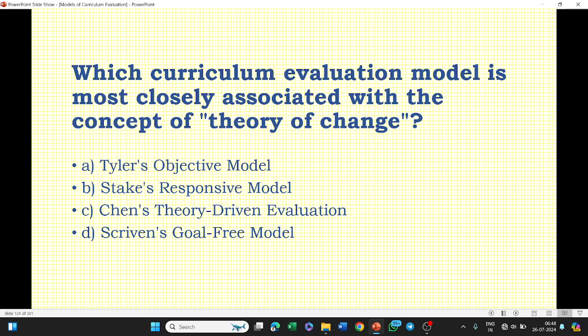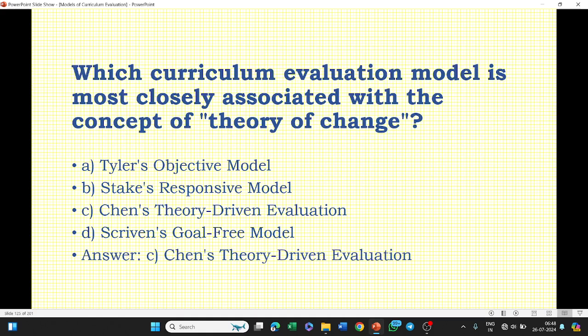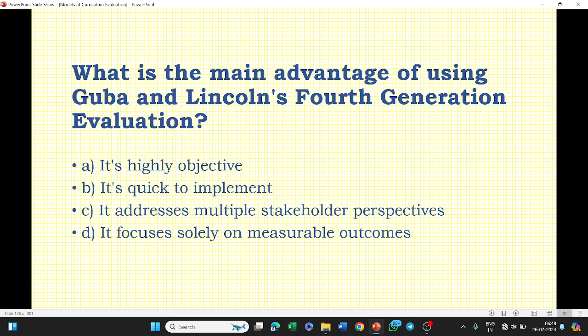Which curriculum evaluation model is most closely associated with the concept of theory of change? Options: Taylor's objective model, Stake's responsive model, Chen's theory-driven evaluation, Scriven's goal-free model. Answer of this question is option C, Chen's theory-driven evaluation.